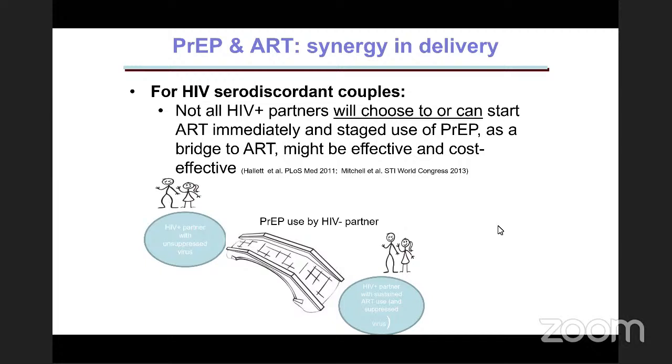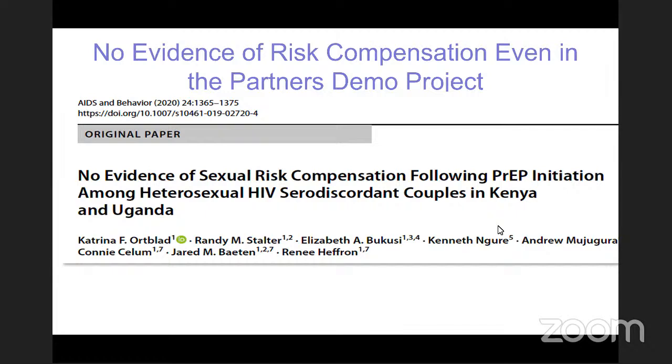But we also know that there are factors that increase the risk of HIV acquisition or transmission, such as people having sexually transmitted infections and such. And even in the demonstration projects, we were able to observe that there was no increase or no evidence of risk compensation.